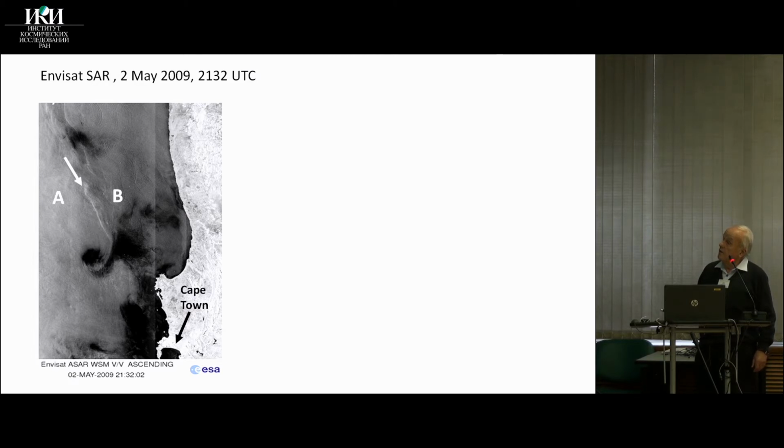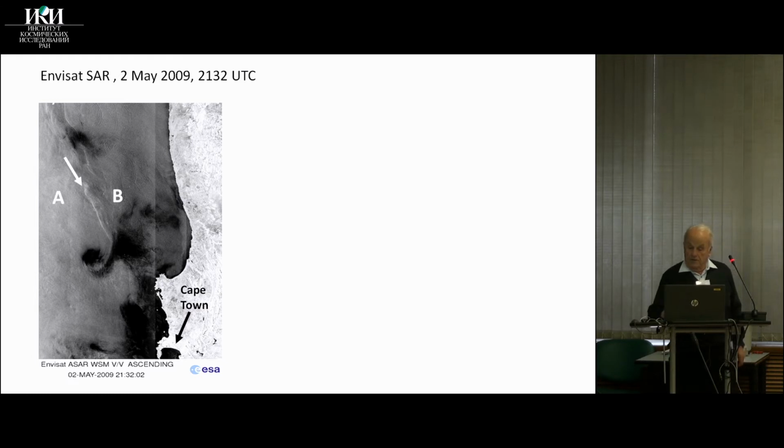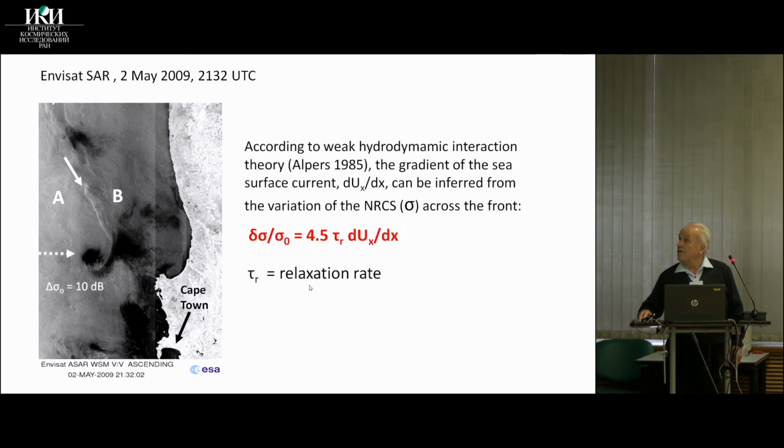you get upwelling, and this upwelled water encounters the ambient water, and you get a convergent flow there that causes an increase in the radar backscattering.